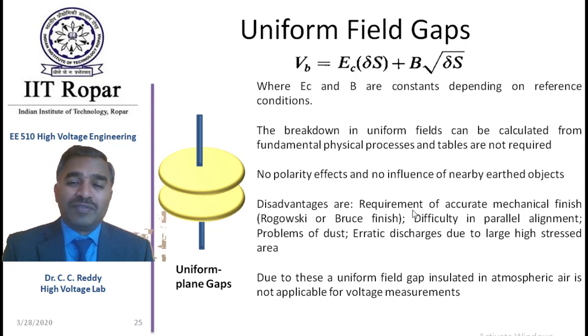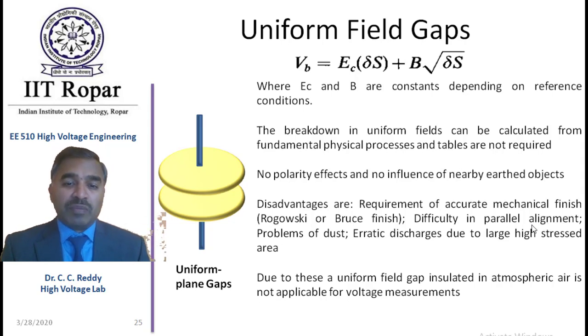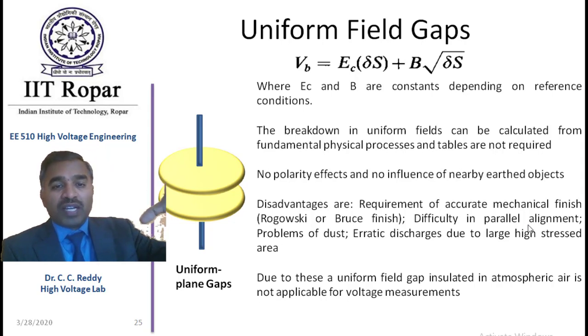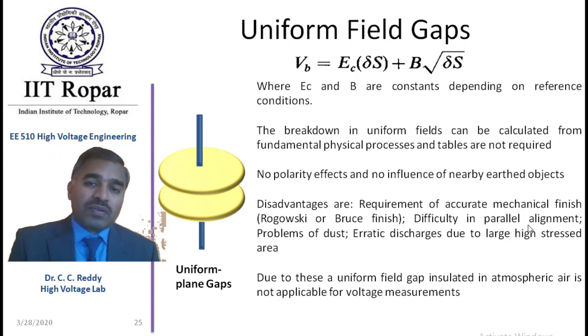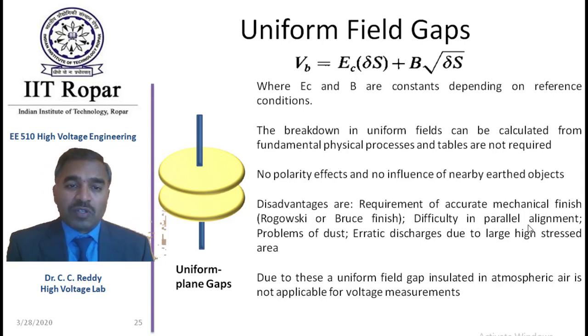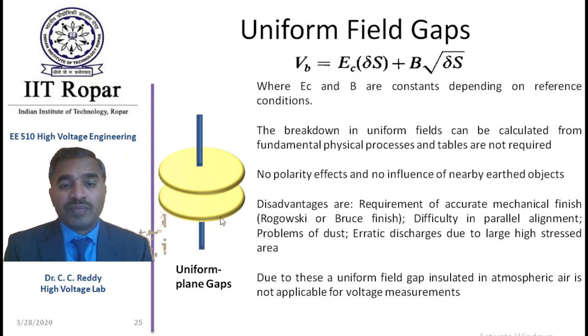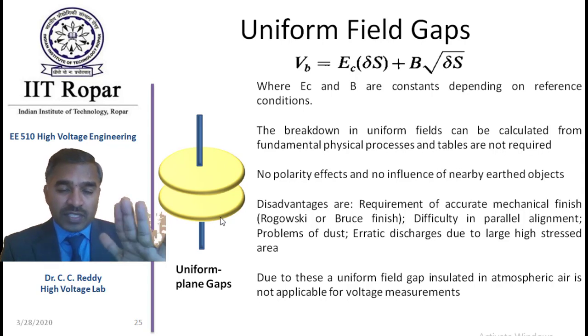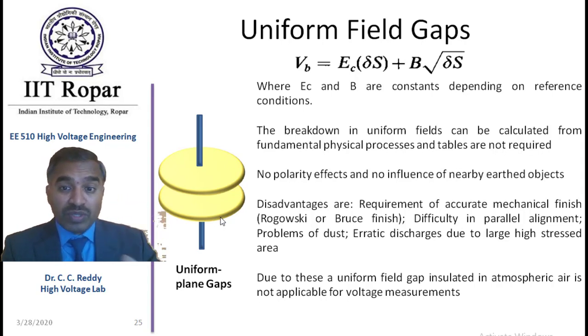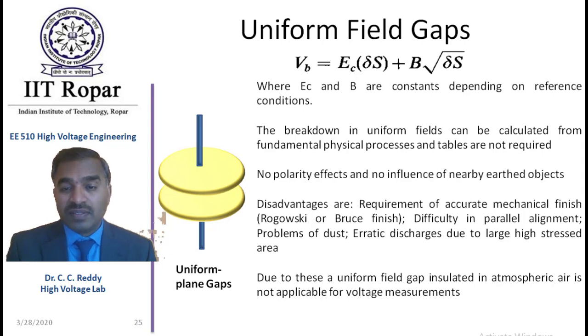So it is very difficult actually. And the other difficulty is in parallel alignment. These electrodes have to be aligned in parallel, unlike spear gaps, where a little bit of misalignment may not be that much problem, but in case of these plane gaps, alignment is very, very important. And then the distance needs to be uniform between the electrodes. So these are all mechanical difficulties.